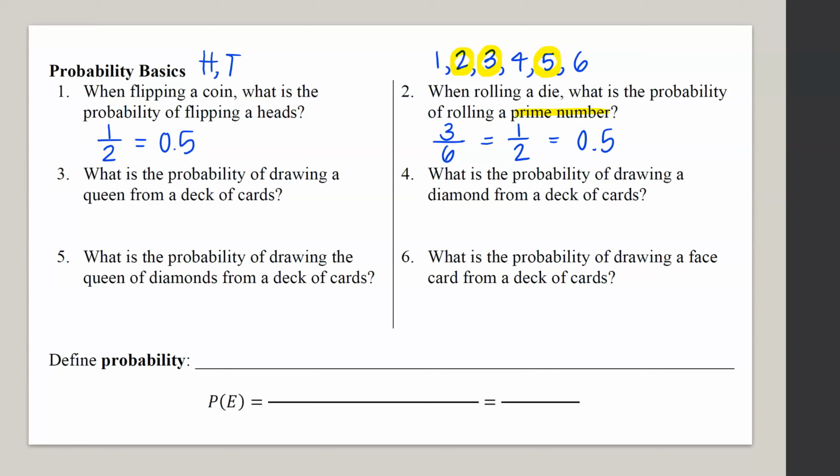So in the first two examples that we had, we were finding the likelihood of that particular event occurring. So that's actually how we define probability. It is simply the likelihood of an event occurring.